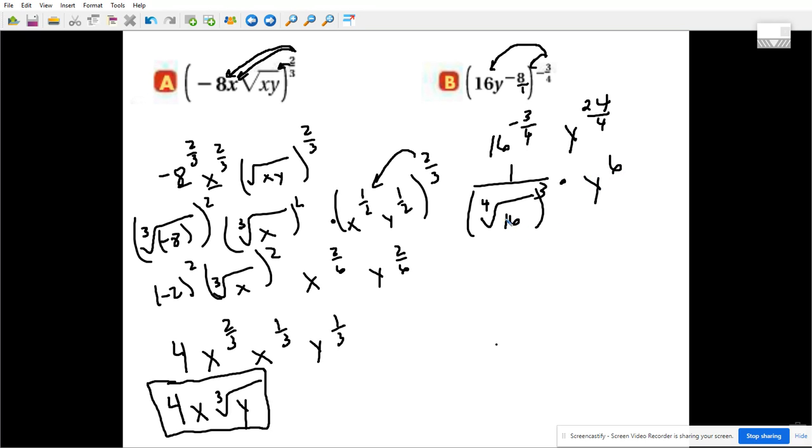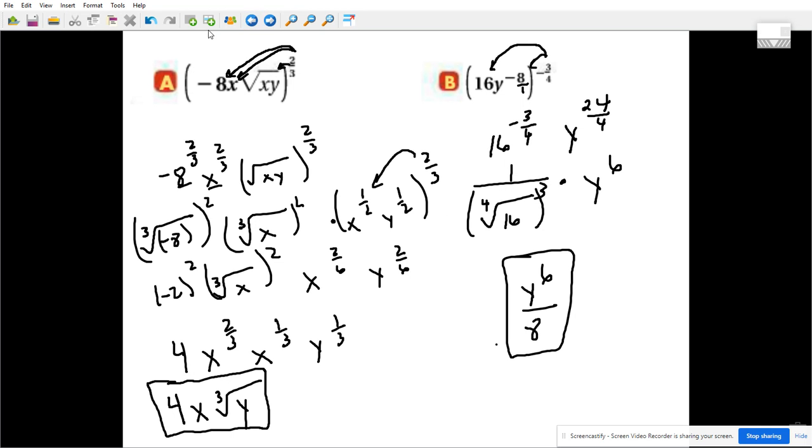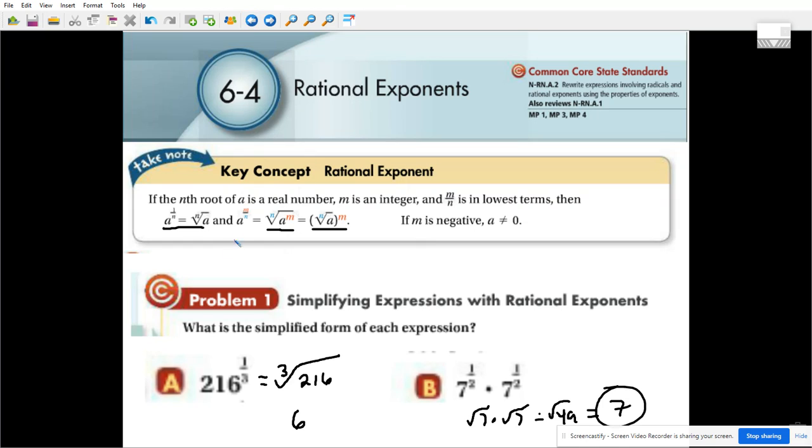So now the 4th root of 16 is 2. 2 cubed is 8. So I'm left with y to the 6th over 8. Okay. So that's 6.4. Again, it's just a lot of rewriting and looking at these exponents. Really need to know this right here, and know that when you're going from one form to the other, the index is always in the bottom of the exponent, and the exponent is always in the numerator of the given exponent.